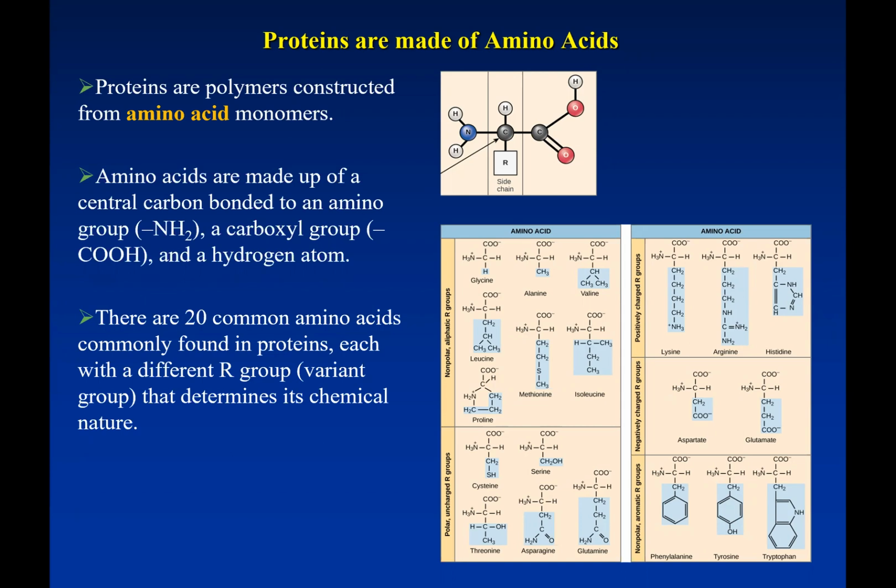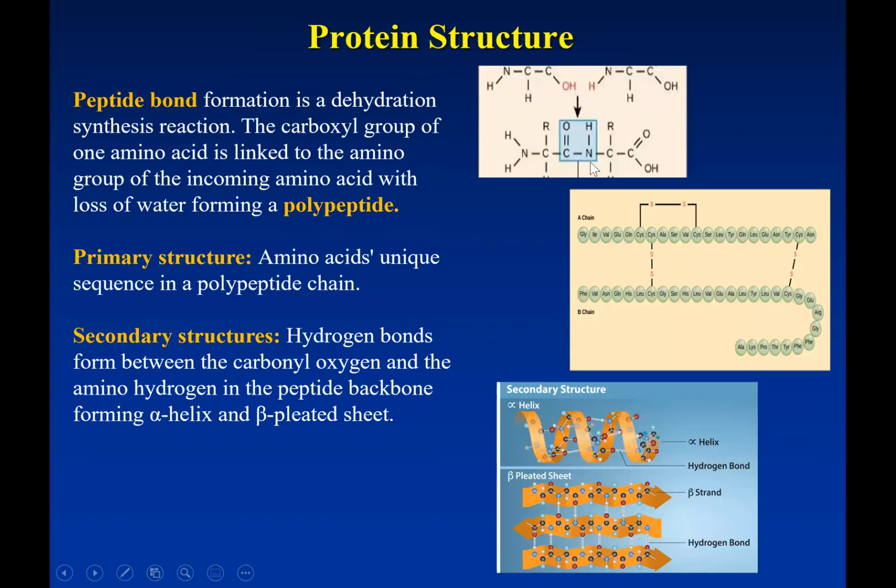So these are the 20 different amino acids, which are the monomers that will come together to form a long chain of protein called a polypeptide. Again, they come together to form a covalent bond, and here the covalent bond is called a peptide bond. And the long string of amino acids is called a polypeptide.